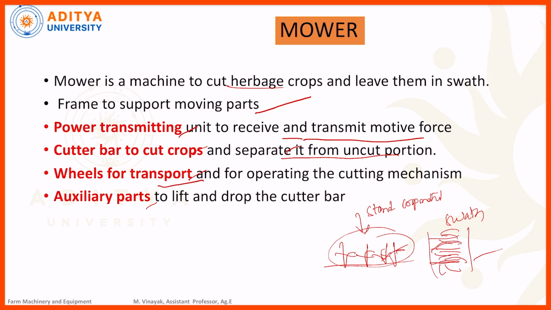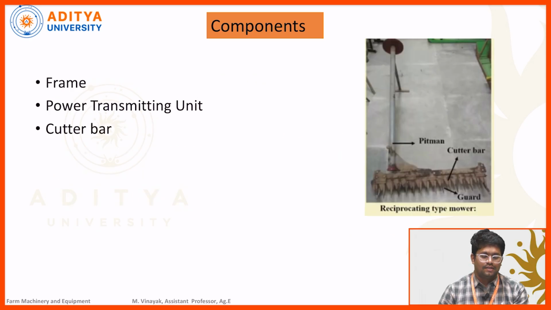Next is the auxiliary part. For dropping and height adjustment of the harvesting section, auxiliary parts are provided. Auxiliary parts lift and drop the cutter bar. Based on the crop requirement, we can raise and lower the cutter bar section. That comes under auxiliary parts. Here we can see the frame, power transmitting unit and cutter bar.